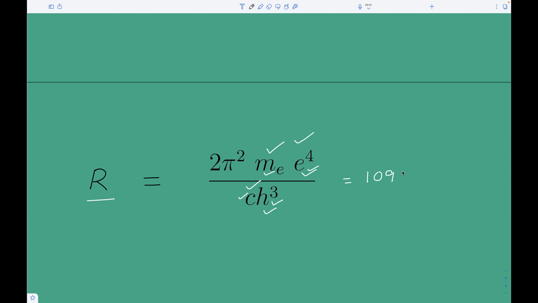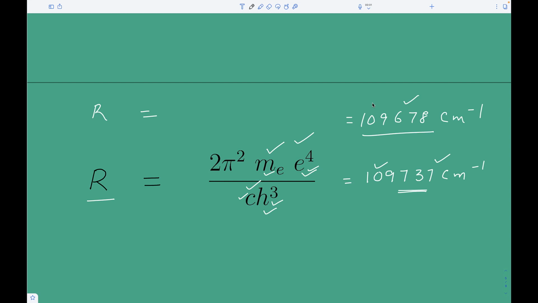109,737 per centimeter. And as we previously discussed, the experimentally measured value of Rydberg's constant is 109,678 per centimeter. See how astonishingly close this theoretically calculated value is to the experimentally measured value of Rydberg's constant. This itself is a huge success for Bohr's model of atom.